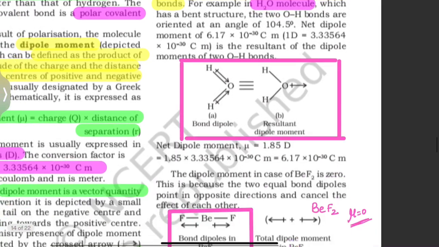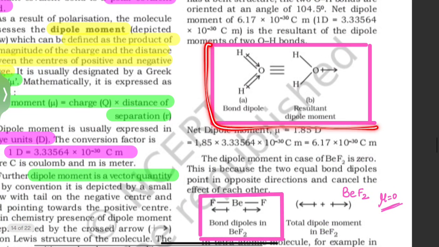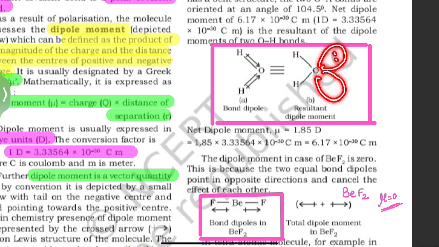Example, if you see the water molecule, so put this in the box and remember this. You can see here the lone pairs have not been represented. In water, two lone pairs will be present. Oxygen is more electronegative compared to hydrogen, so the arrow mark should be towards oxygen like this. Both are in the same direction, so the resultant dipole moment will be in this direction.